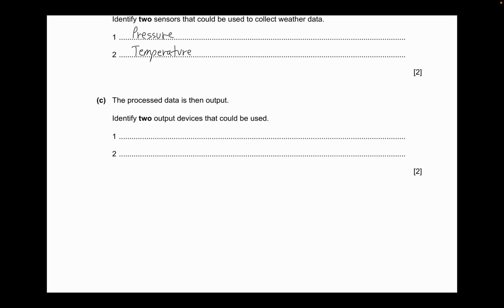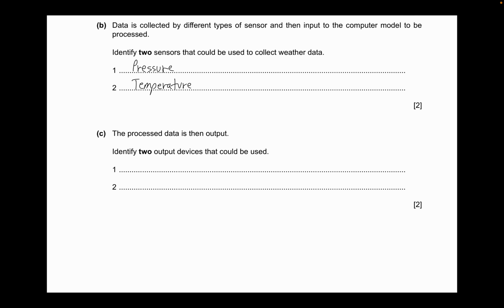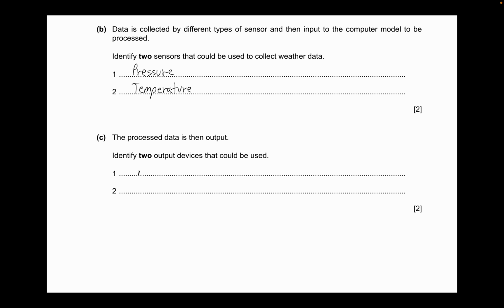Next question is that the process data is then output. Identify 2 output devices that could be used. Monitor, it's a bit obvious. You're going to use a monitor to output some of those data, and a printer. You can print out some of those data. You can use a plotter to plot a graph, all that. That's an additional point that you can write. So in this case, you just write monitor and printer. Okay, let's move on to the next question.